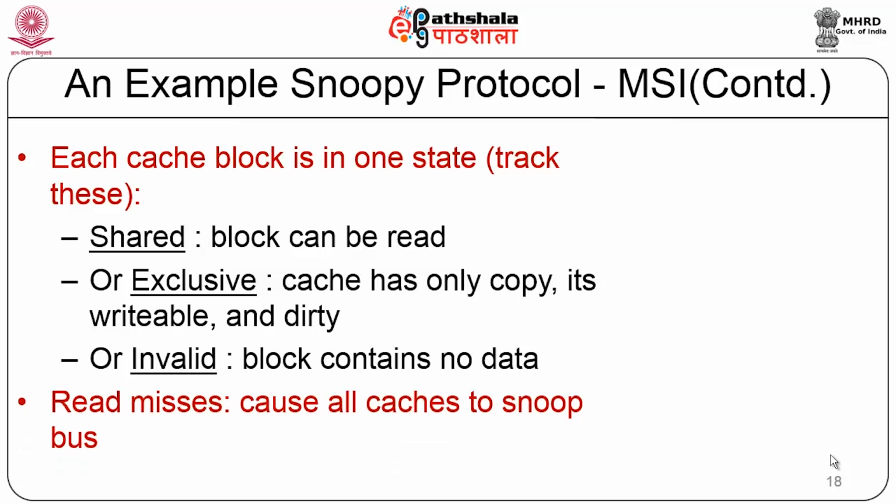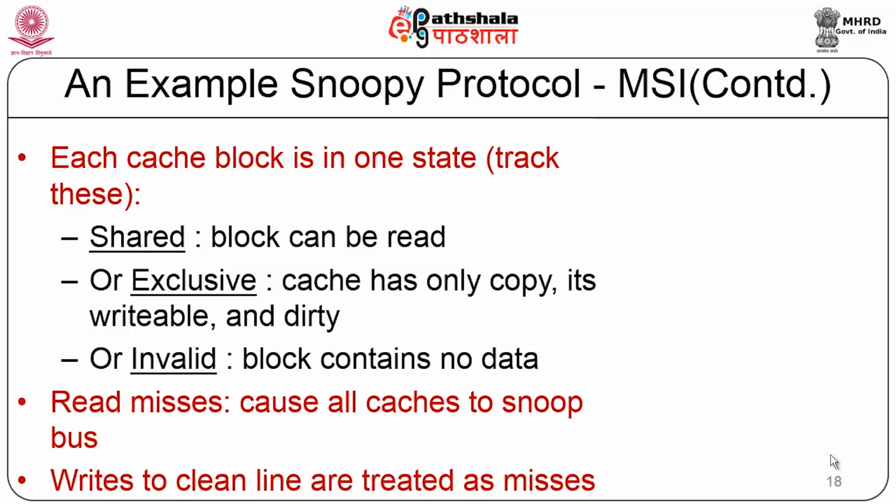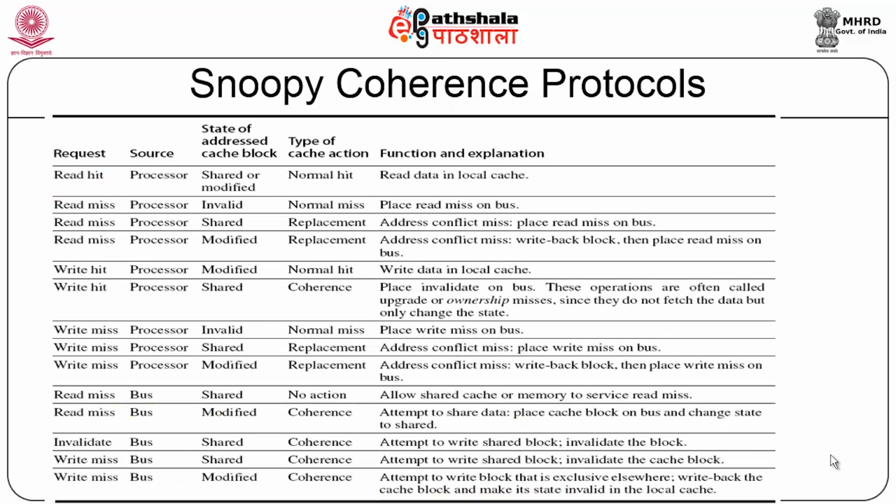So, we are looking at a Snoop based protocol where multiple processors can cache in the information and all the coherence happens through the common bus. Everybody snoops on the activity that goes on in the bus. So, read misses will cause all caches to snoop on the bus, and whoever has to respond to this read miss will respond with the data that they have. Writes to clean data are treated as misses. So, this is the Snoopy coherence protocol that we have looked at.